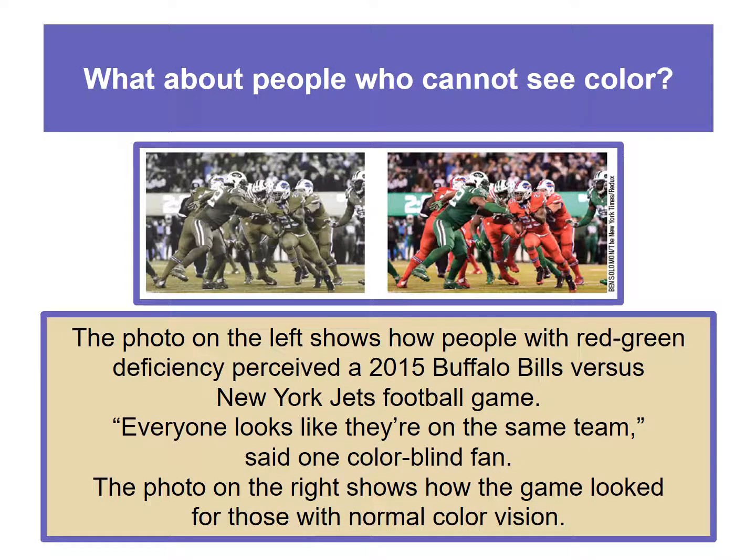So, what about people who can't see color? This is a cool diagram. The photo on the left shows how people with red-green deficiency perceived a 2015 Buffalo Bills versus New York Jets football game. Go Bills! Everyone looks like they're on the same team on the left-hand side, according to a colorblind fan. On the right-hand side, you can see how the game looked for those with normal color vision. You can see the red and the green: the Jets are green and the Bills are red.